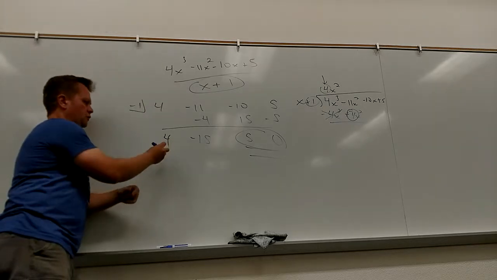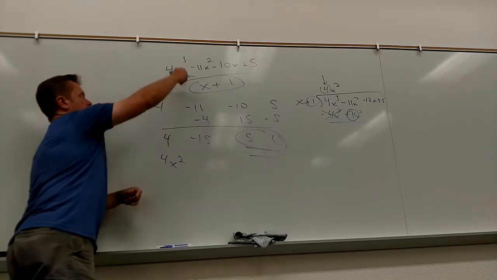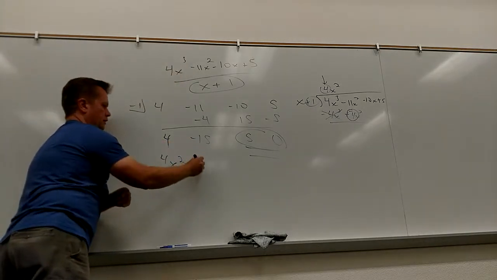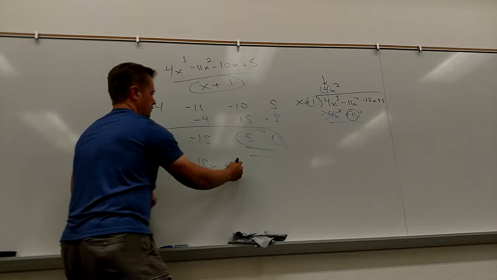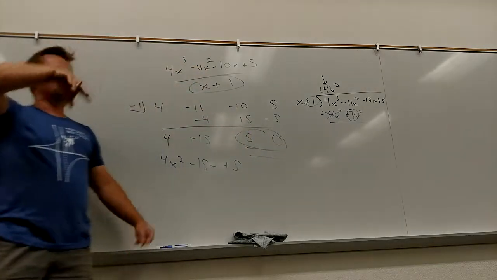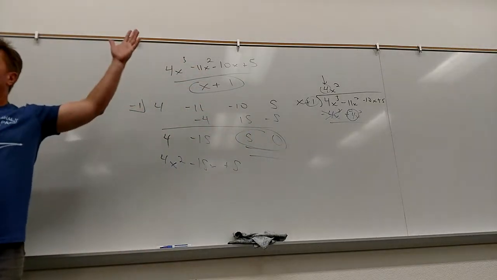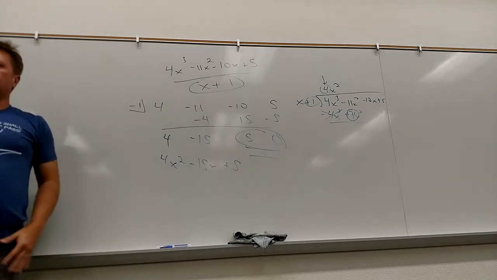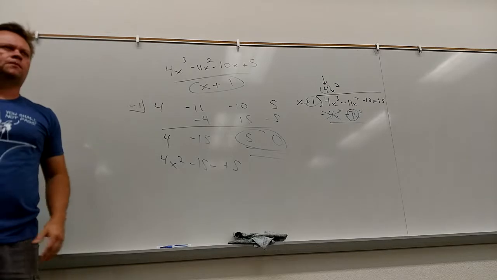Right? What's this going to be? 4. Why? Because that divided by x is x squared, right? And this can be minus 15x plus 5. And then it would be like plus 0 over x plus 1. But that's 0 anyway. It went in evenly, which is kind of freaking me out. But I should play the lottery today.